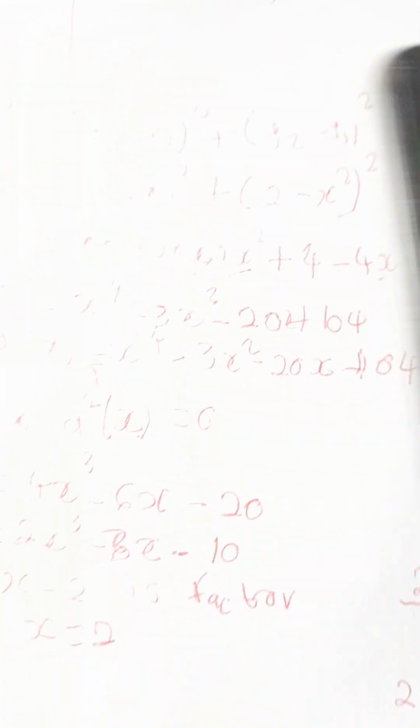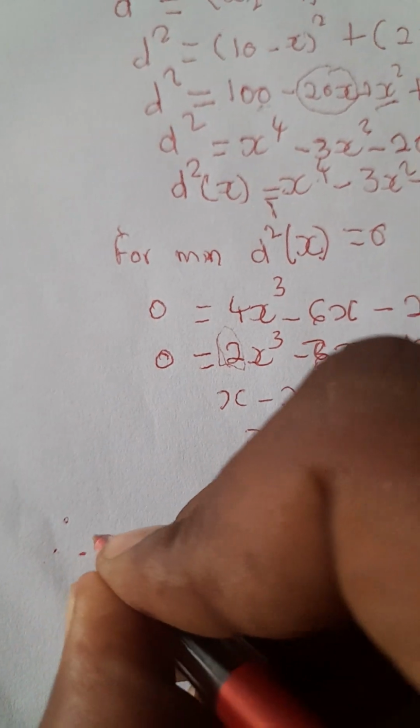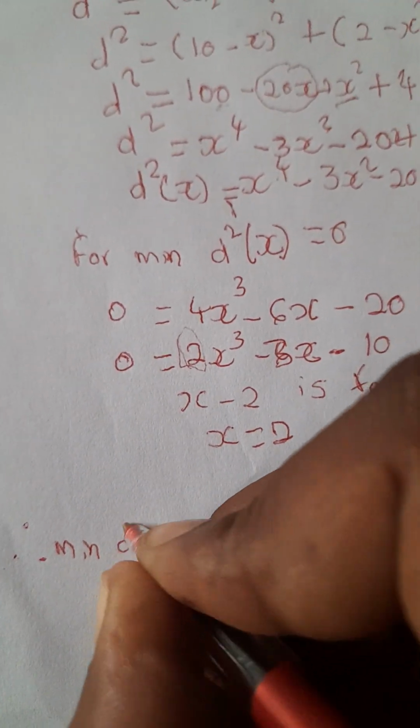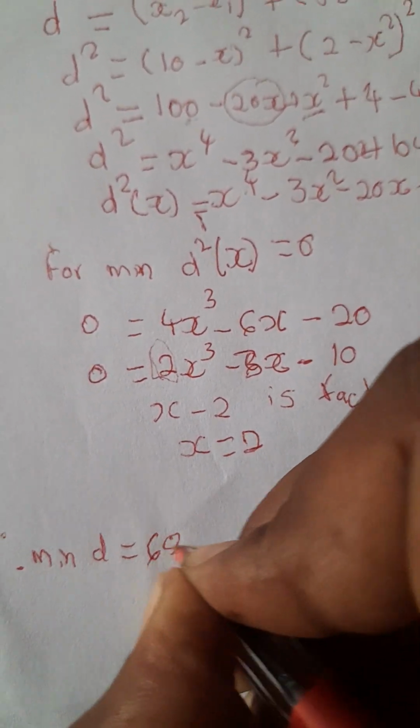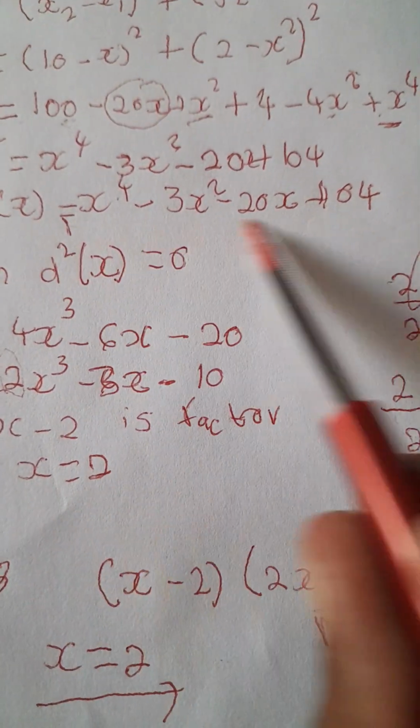Remember that you go back to the original, then you place 2. So finally, therefore, the minimum distance will be 68. But you must show the step where you substitute 2 here.